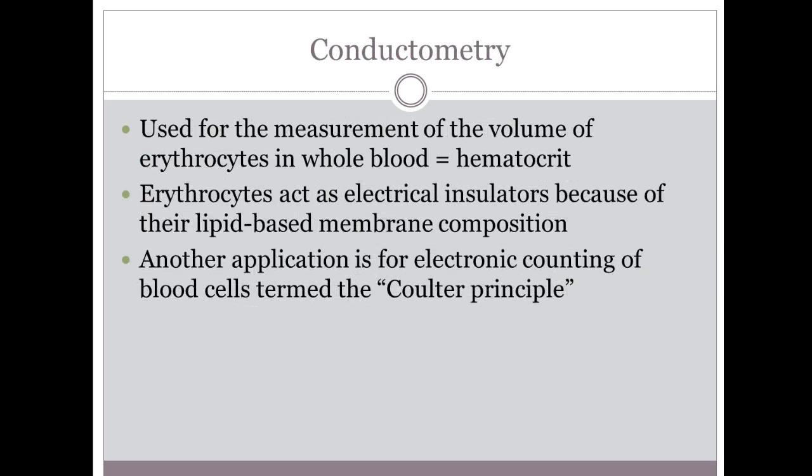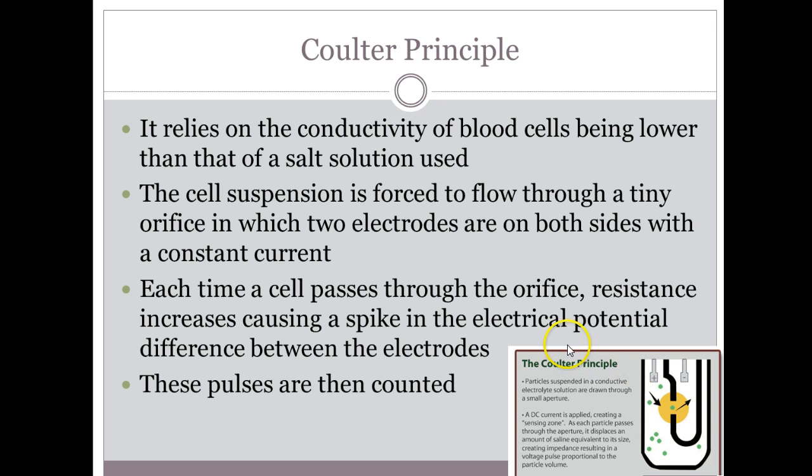This can be used for things like hematocrit, which is how many red cells there are in the blood. Erythrocytes act as electrical insulators because of their lipid-based membrane composition. And another application is the Coulter Principle. This is what the Coulter Principle would be. It relies on the conductivity of blood cells being lower than that of the salt solution used.